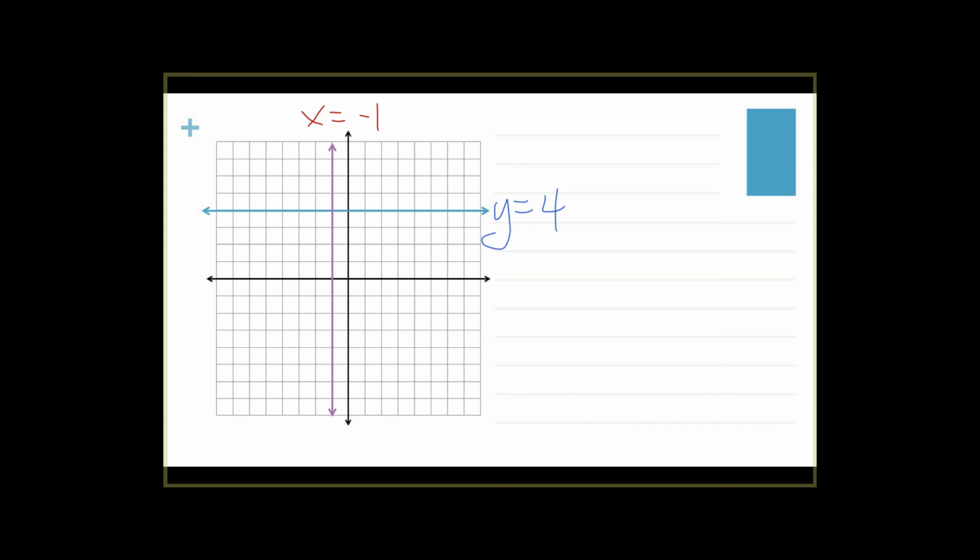Again, if I was asked to find the solution, where do they intersect? They intersect at -1, 4.